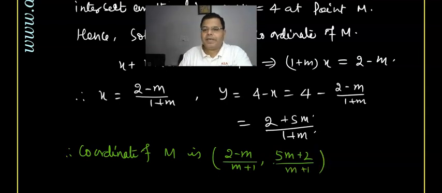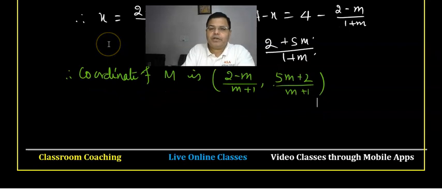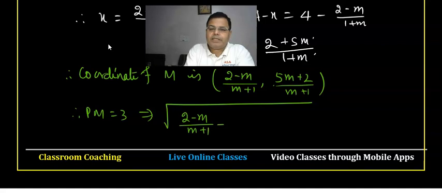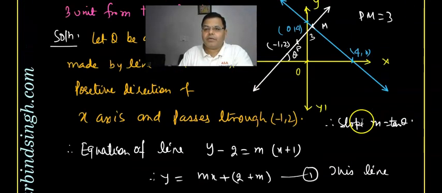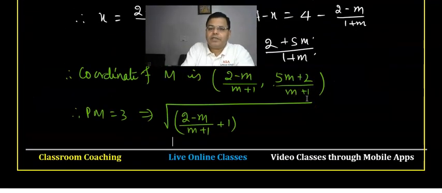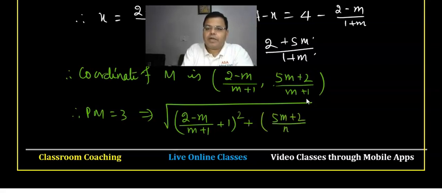Now the distance PM is 3 units as per the question. Since PM is equal to 3, this implies under root of ((2 minus m) upon (m plus 1) minus (minus 1)) whole square plus ((5m plus 2) upon (m plus 1) minus 2) whole square, using P as (minus 1, 2) and the formula (x2 minus x1) whole square plus (y2 minus y1) whole square. That is equal to 3.